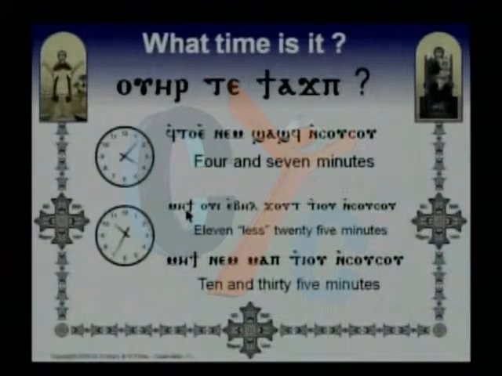So if we want to say 11 less 25 minutes, so it is here, miti owi, which is 11. Evil good at you, this is 25, it's good at you in Susu. 11 less 25 minutes. Here, or we can say it is 10 and 35 minutes. So it's miti, nemap at you in Susu. Miti, nemap at you in Susu, 10 and 35 minutes.